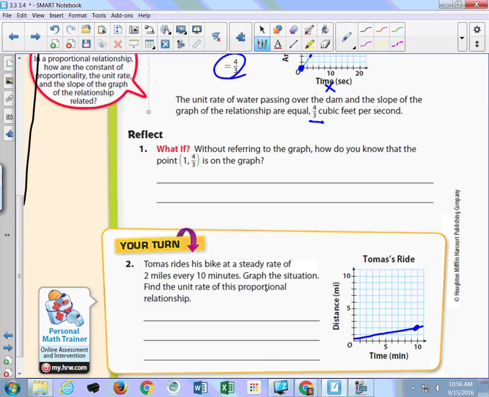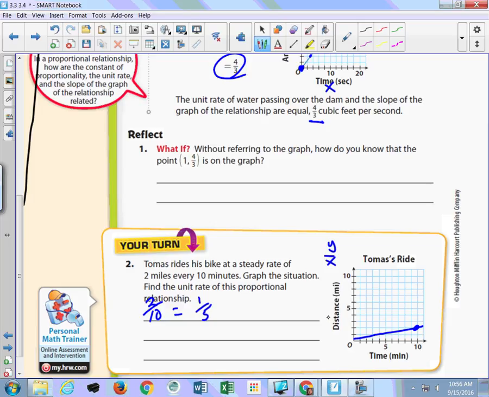All right, graph the situation. Find the unit rate. So it's just y over x. What was my y? 2. What was my x? 10. So that reduces to 1/5.